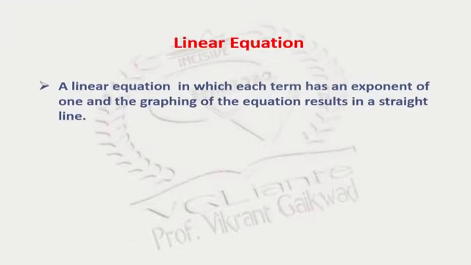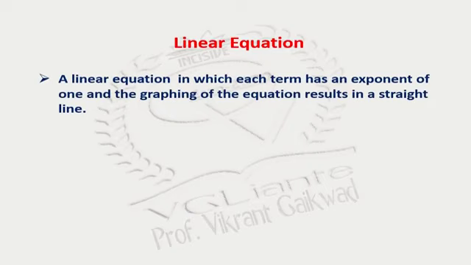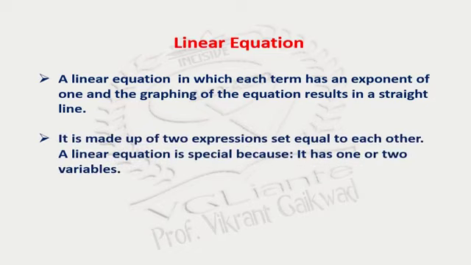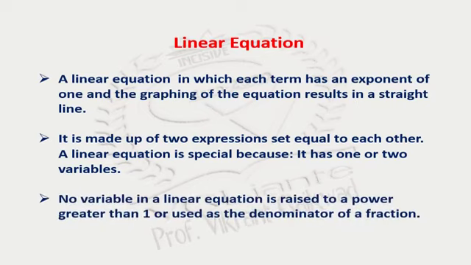Linear equation. A linear equation is one in which each term has an exponent of 1, and the graphing of the equation results in a straight line. It is made up of two expressions set equal to each other. A linear equation is special because it has one or two variables. No variable in a linear equation is raised to a power greater than 1 or used as the denominator of a fraction.